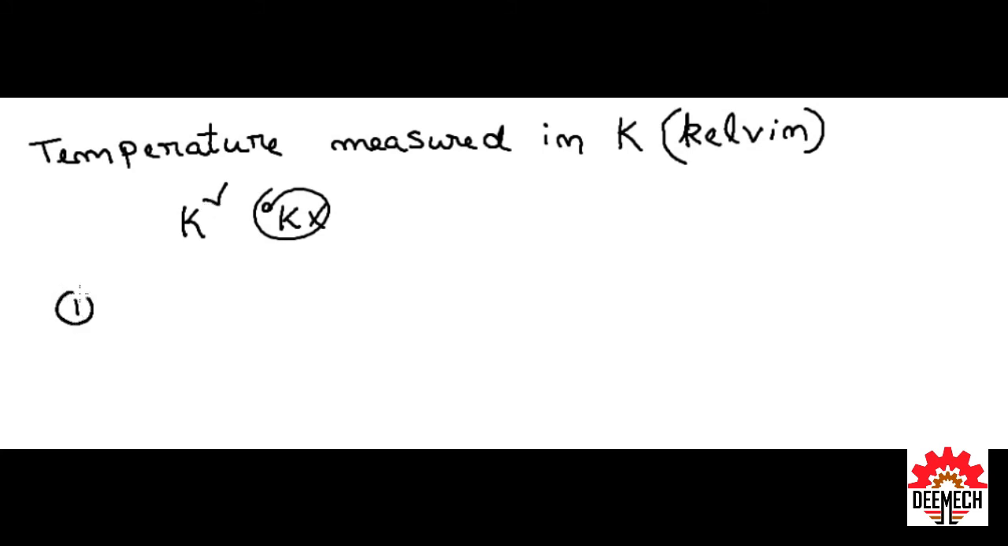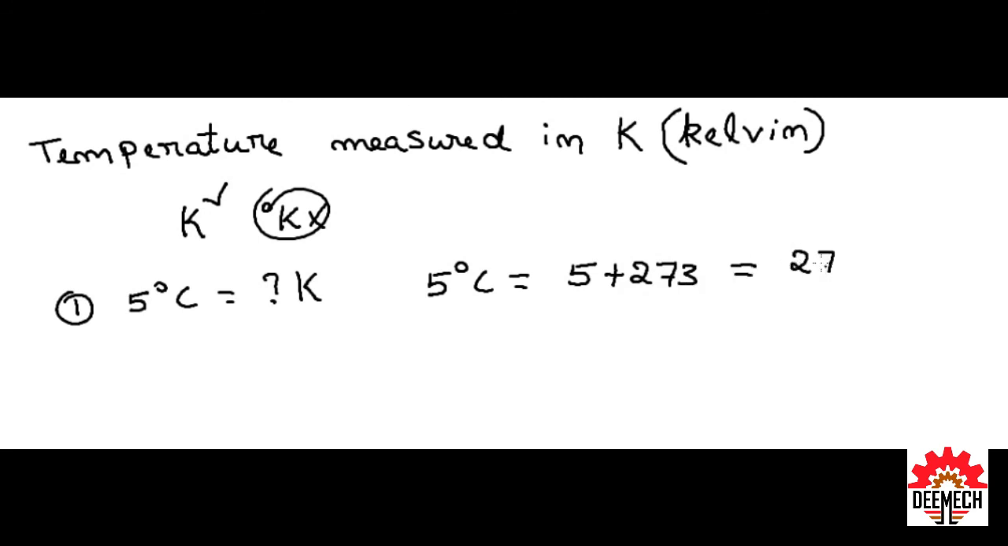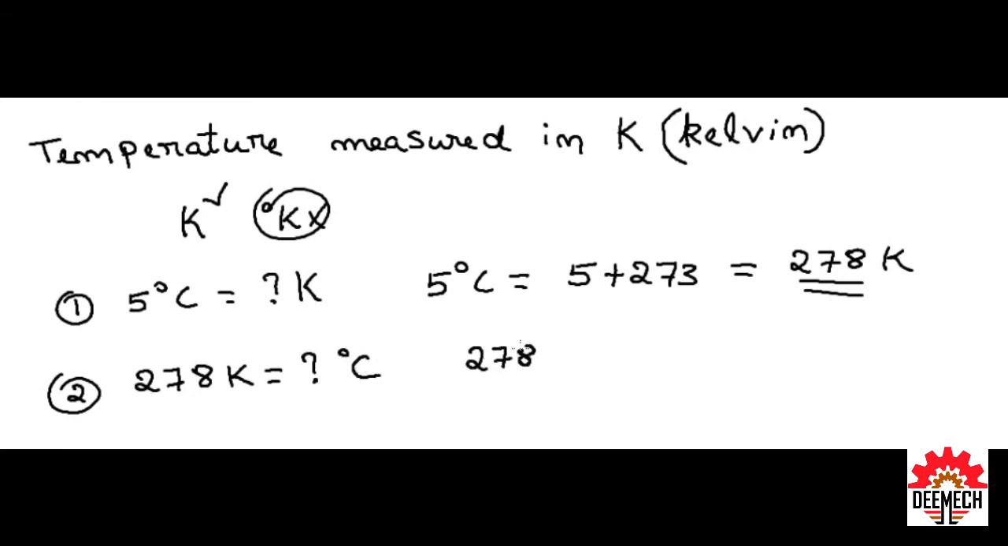Let me directly jump into an example to convert degree Celsius into Kelvin. First example, to convert 5 degrees centigrade into Kelvin. So this is very simple. 5 degrees centigrade is nothing but 5 plus 273, that is 278 Kelvin. Second example, to convert Kelvin into degree centigrade, I will take this same value to convert 278 Kelvin into degree centigrade. It's very simple. 278 Kelvin is equal to 278 minus 273, that will become 5 degrees centigrade.